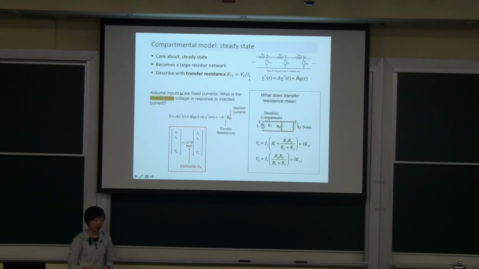Also, by the same token, you can let Kii be Vi over Ii, where you're observing the voltage and injecting the current at the same point. Then that Kii is just the input resistance of the cylinder. Right, would that be the resistance? Conductance? Resistance, sorry. Yeah. Okay, then this is just to show you what the transfer resistance means. If you're only observing the steady state, then the whole network just becomes a large resistor network, and everything can be described by this transfer resistance. Okay.